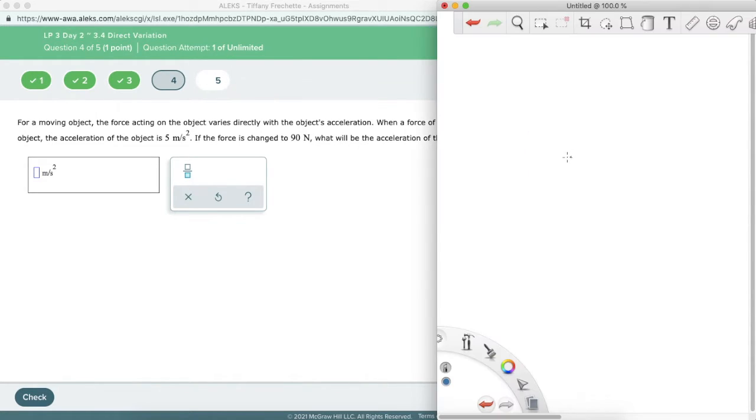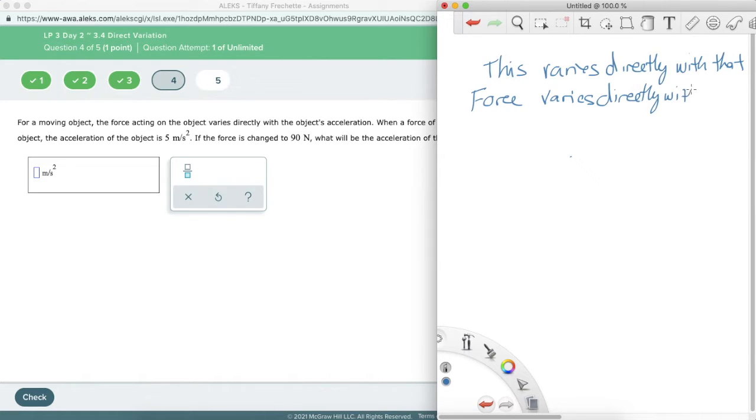All right, so this is where I like, instead of saying y varies directly with x, I kind of like to change it to this varies directly with that. Kind of makes it a little easier for me to work it out, because if I think of what are they giving me first, that's the this. So this would be the force acting on an object. So I'm just going to write force, just to shorten that. We still have varies directly with, but instead of that, what is that? It varies directly with acceleration.